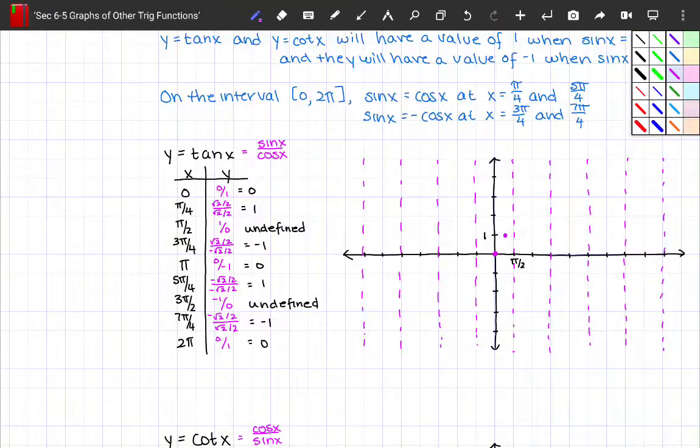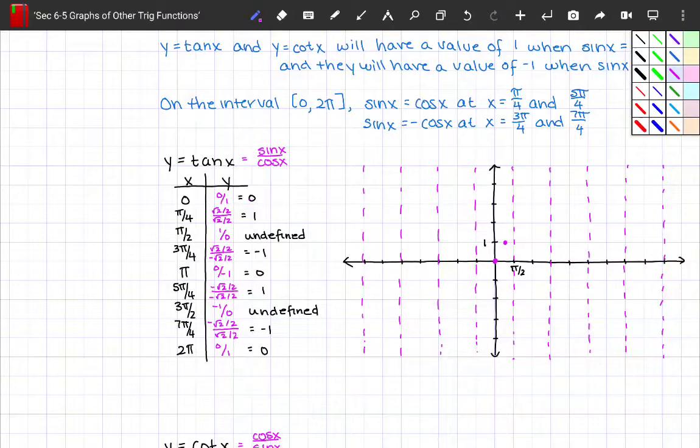Then I have my asymptote. Then at 3 pi over 4, it's -1. Then we're at 0, and then we're at 1. But then I got my asymptote. Then we're at -1, then we're at 0. And at that point, I'm off of my table, but you can see now the pattern that's going to happen. I'm going to have these 3 dots going up in between each set of asymptotes.